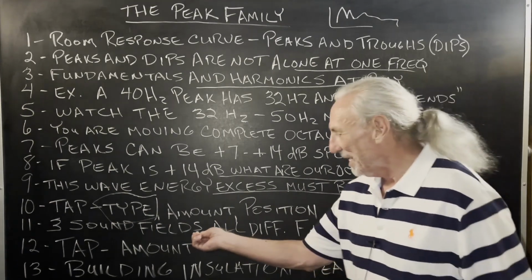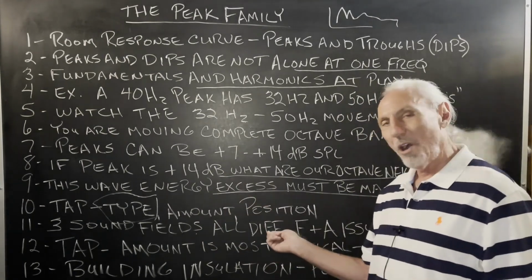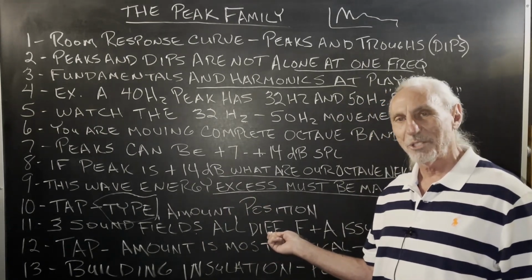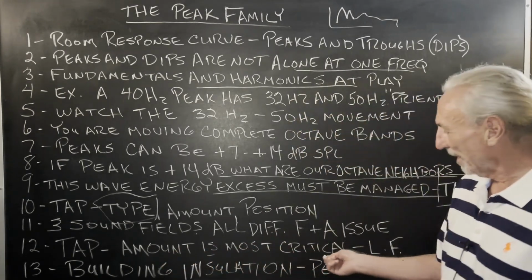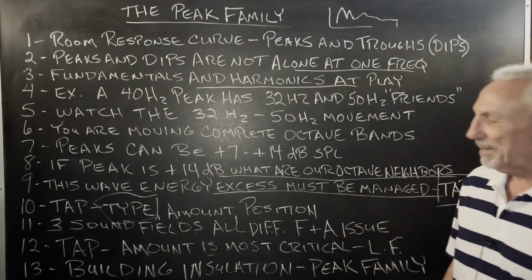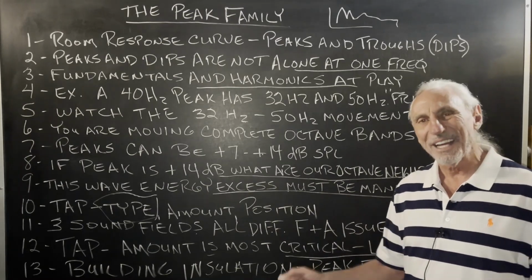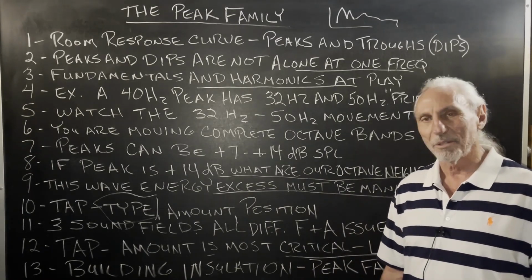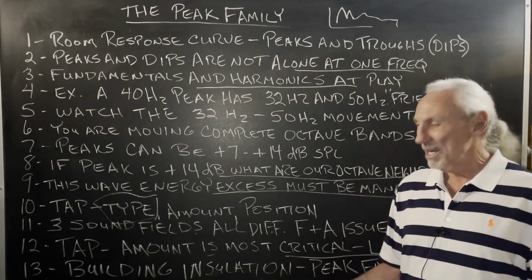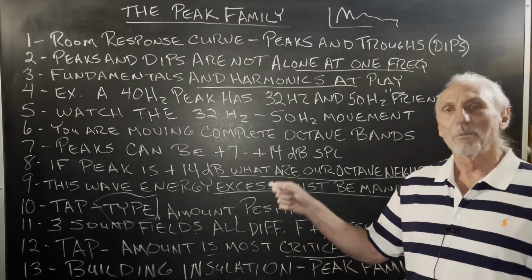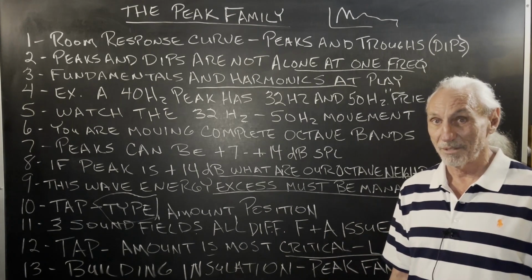So we've got three sound fields in a room. We know that: floor, ceiling, sidewall, front to rear. All with different frequency and amplitude issues. So we're going to use different types of treatment, right? Of TAP, the type, amount, and position, the one that's really most critical is the amount. You've got to get enough coverage. We call it critical mass. You've got to get enough surface area coverage on every surface with the right type, with the right rate and level of absorption performance. Okay.